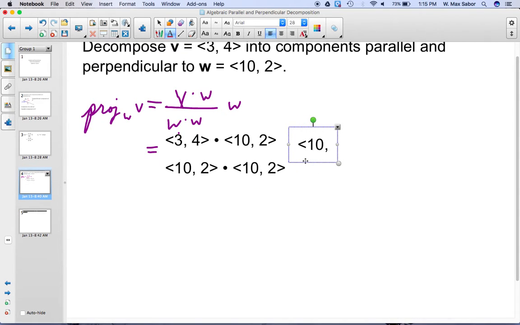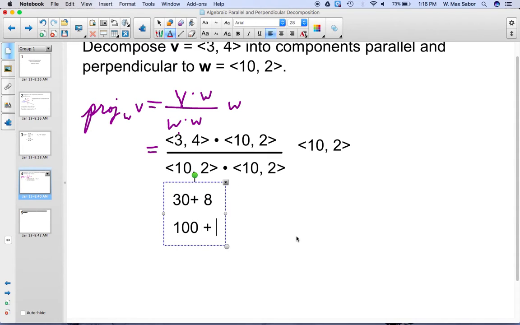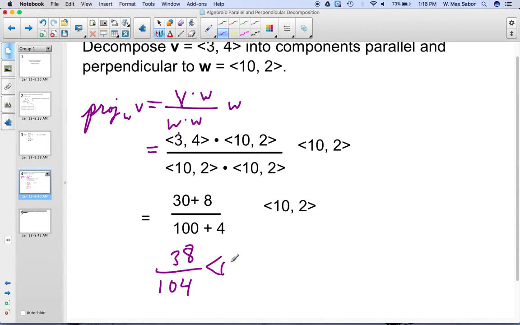So this is what that fraction looks like. Now we dot the numerator together. (3, 4) dot (10, 2) becomes 30 plus 8. The denominator is 100 plus 4. So that is our fraction. And now we can do 38 over 104 times (10, 2), which is what?